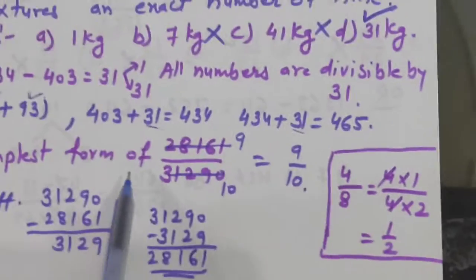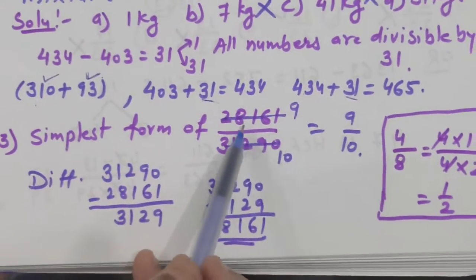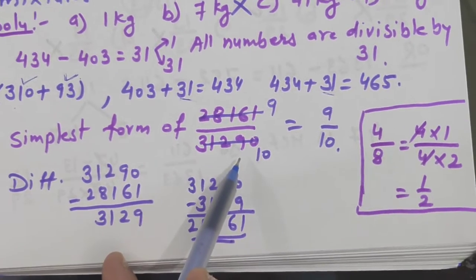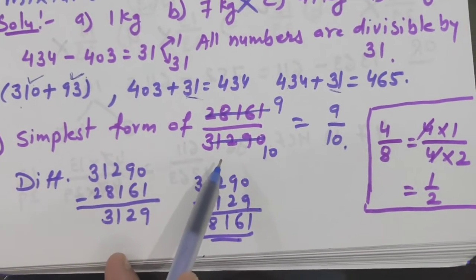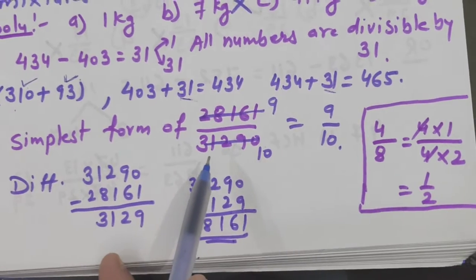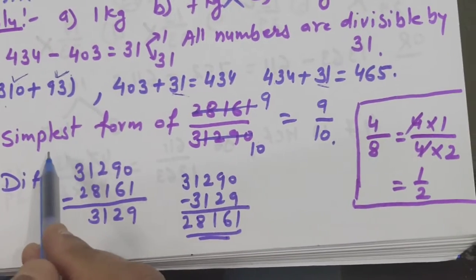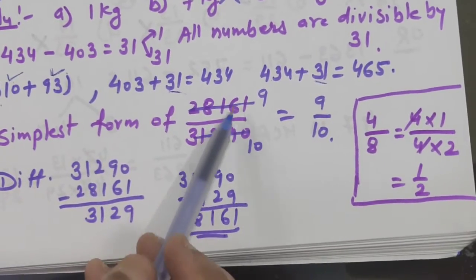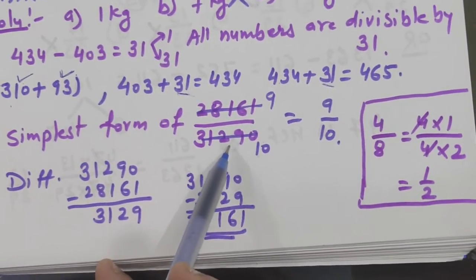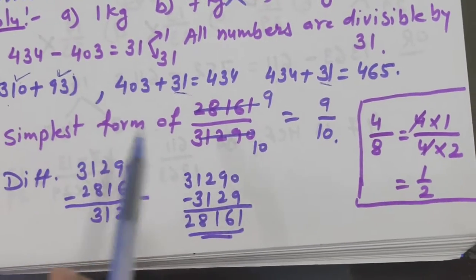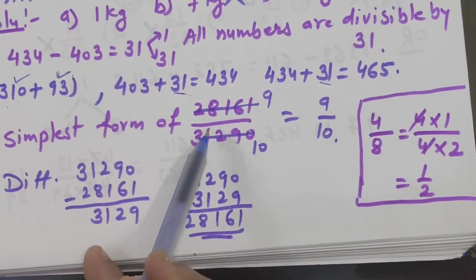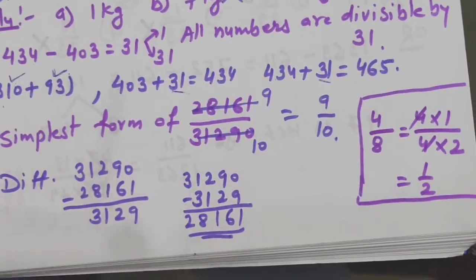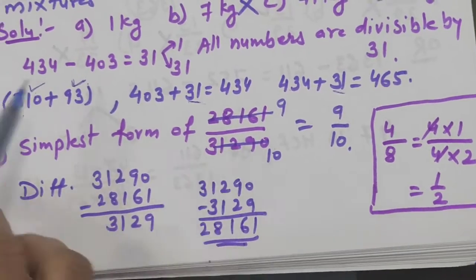Next, simplest form of 28,161 upon 31,290. Oof, but ma'am, we are doing HCF. Beta, just remember, when in the beginning in class 4 or 5 you were taught to find cancellation, what you were taught? To find HCF and then divide by the HCF, right? So we are using that concept here. We don't need to cancel step by step, otherwise it will take 2 to 3 minutes.